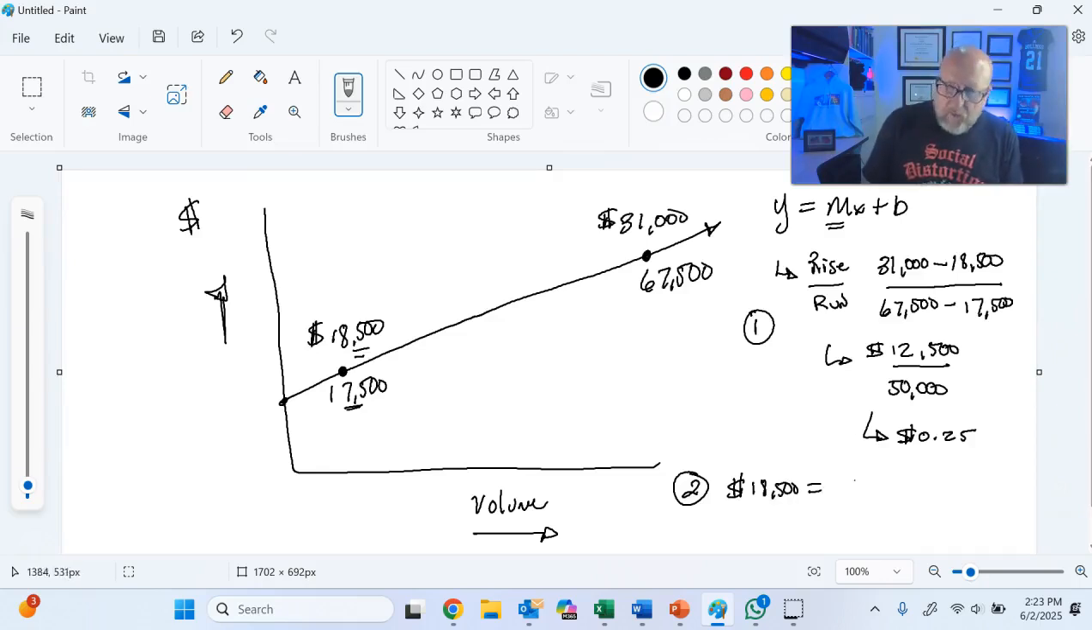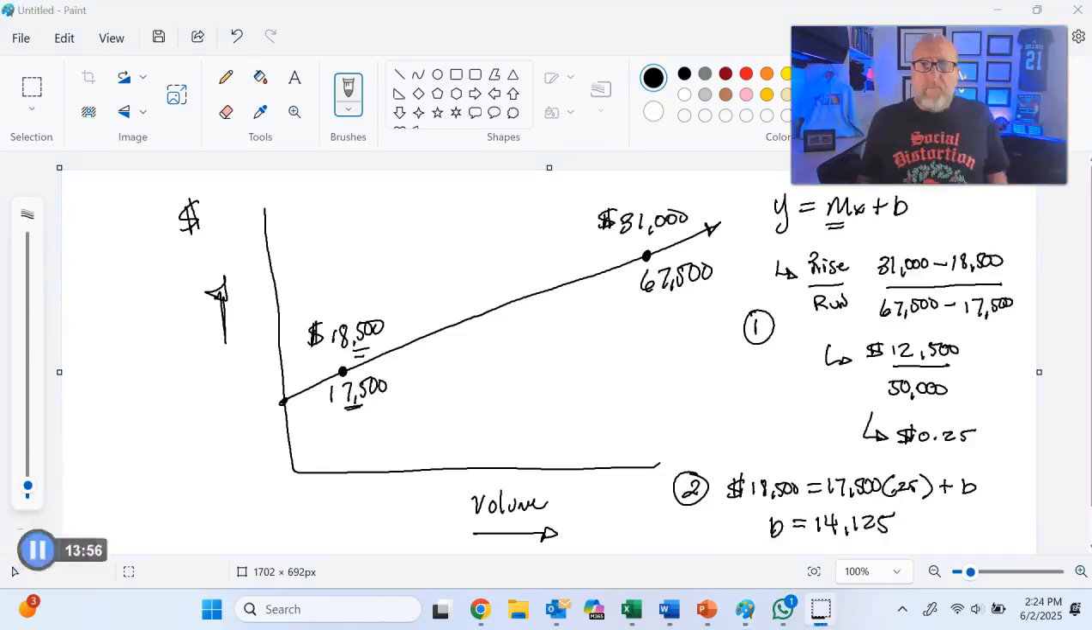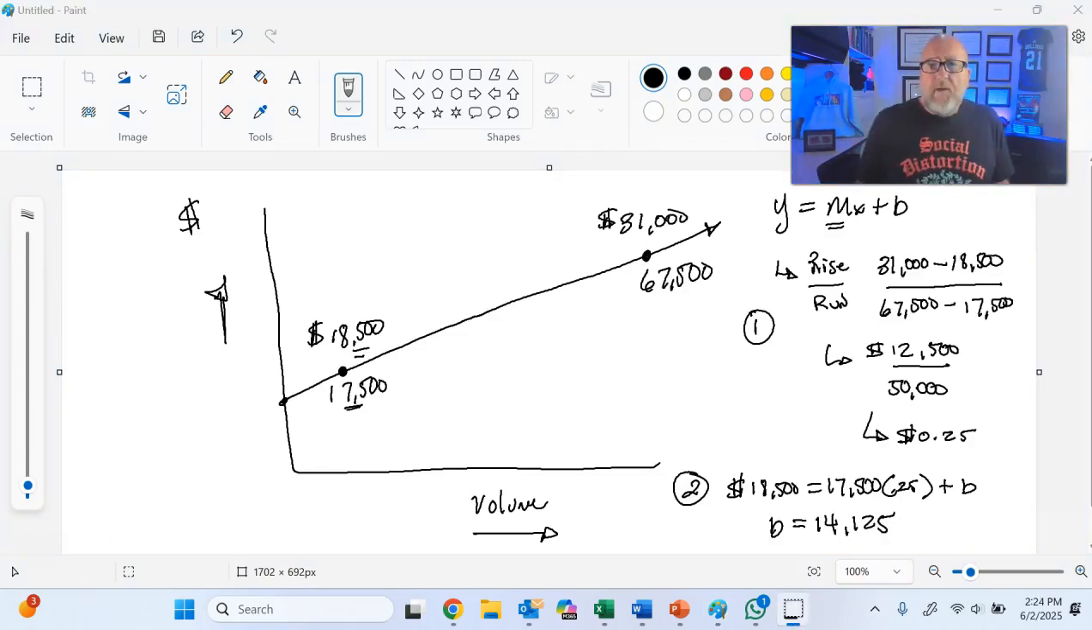18,500 equals 17,500 units times 25 cents per unit plus my fixed costs. Then I can do this algebra. Hopefully it's somewhat on the simple side, but I can do this and solve for B. And I won't bore you with the calculations, I did them for us.